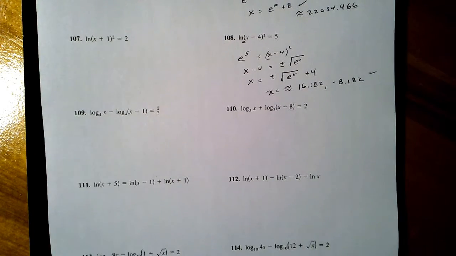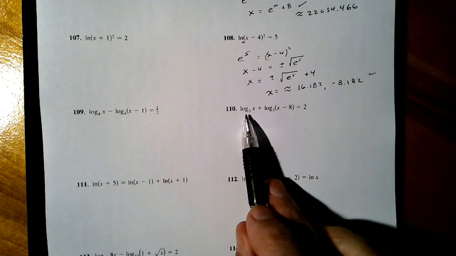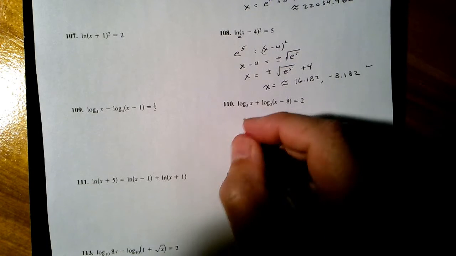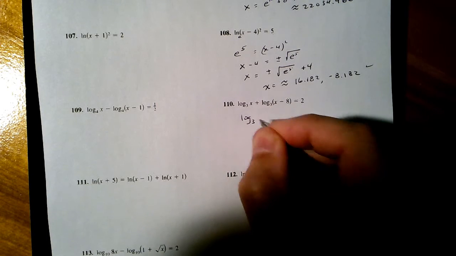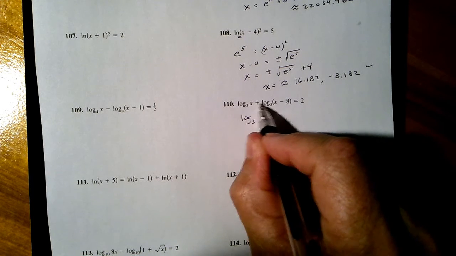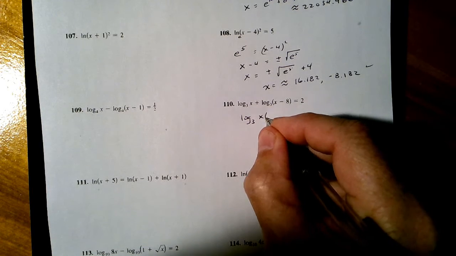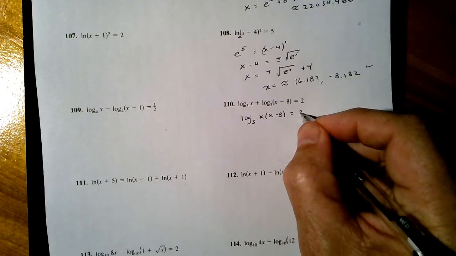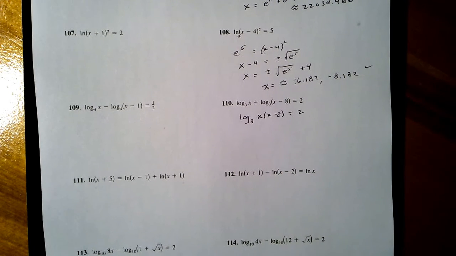Now, I don't have plain old log equals plain old number. I've got a logarithm plus a logarithm equals plain old number. I refer to this as sum log terms. When you have sum log terms, you want to group them on one side, smash them together, and then use the definition of log. So if I smash these together, I get log base 3. This is property 1 of our logarithms. When we have a sum, it becomes a product inside the log. That's x times x minus 8 equals 2. And now I can use the definition of log.